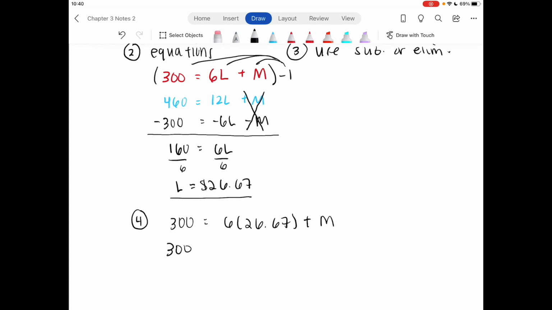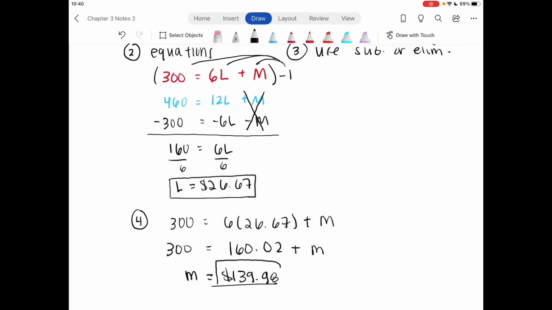That means 300 is equal to $160.02 plus M. Then we'll subtract 160.02 from both sides, and the cost for materials is $139.98. Now we know that each lesson costs $26.67, and the one-time fee for materials is $139.98.